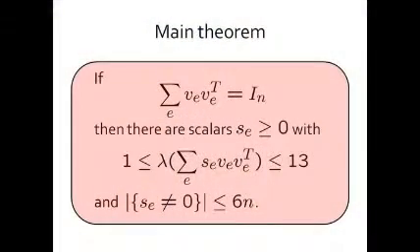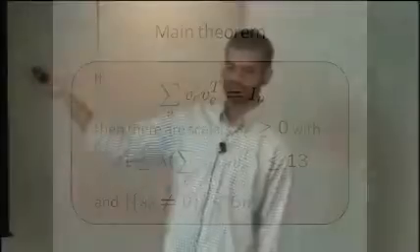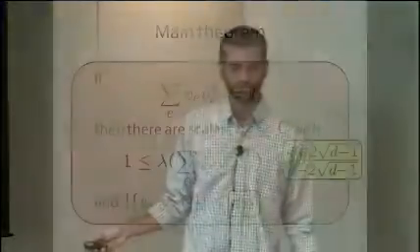Okay. So in particular, I've shown that it's going to suffice to prove the following theorem. Given any decomposition of the identity in n dimensions, there are non-negative scalars, at most 6n of which are non-zero, for which this weighted sum of outer products has eigenvalues between 1 and 13.